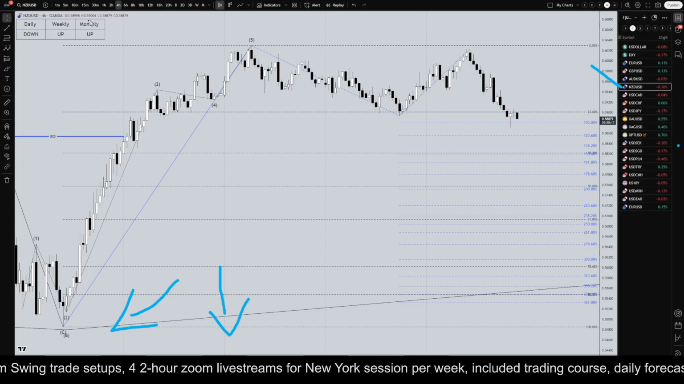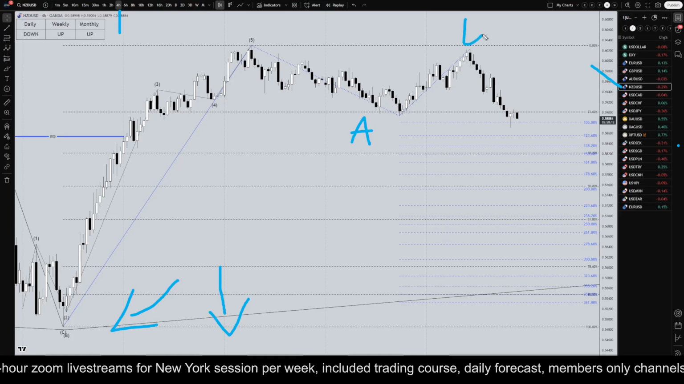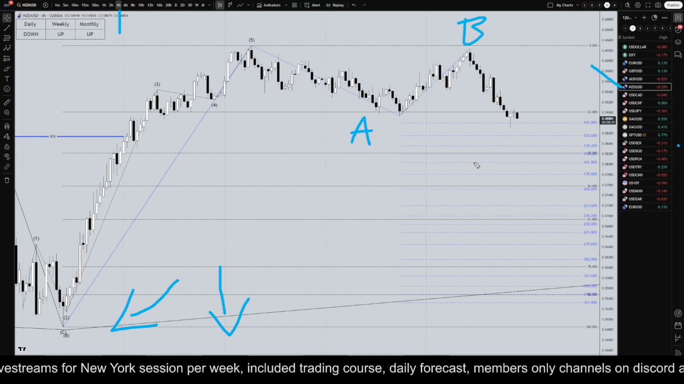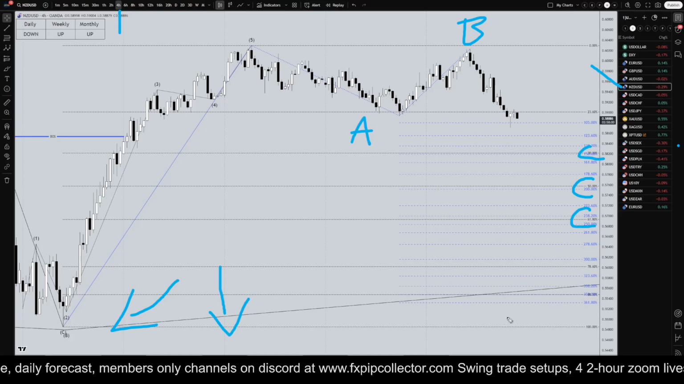So the Kiwi dollar on the 4-hour time frame, I think, is very, very likely in an ABC pullback. I really don't think this ABC pullback is complete yet either. I think at the minimum it needs to go down to 38%. I think it potentially could go down a lot more than that, maybe even the 50 or even the 61.